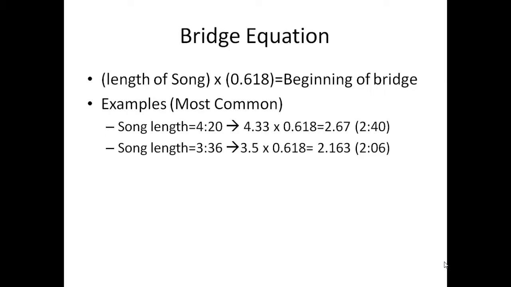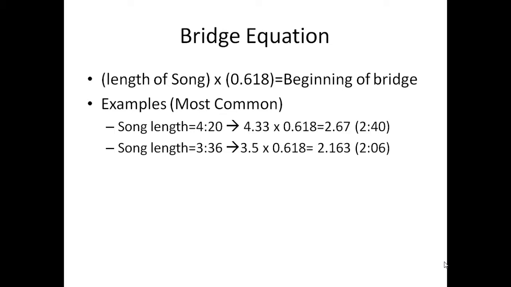Now, the bridge equation is something that we really need to understand as music producers, songwriters, and as industry leaders. It's this: the length of the song times phi, which is 0.618, equals the beginning of the ultimate bridge.